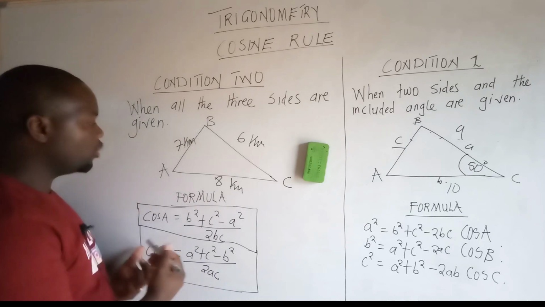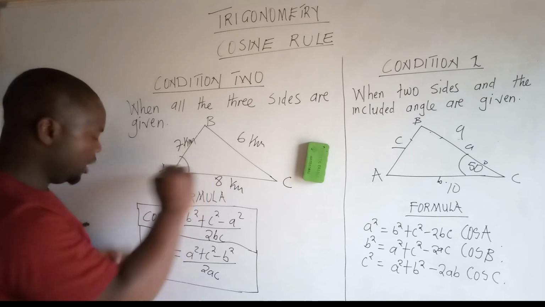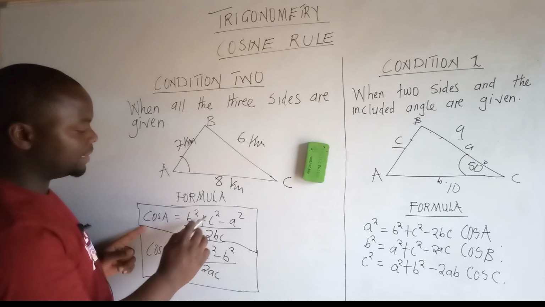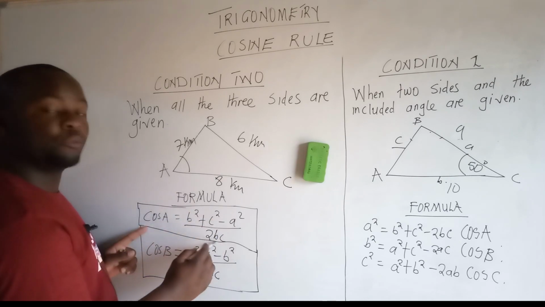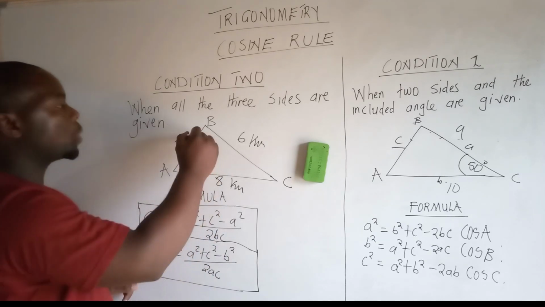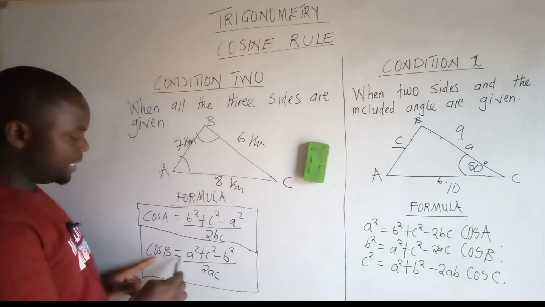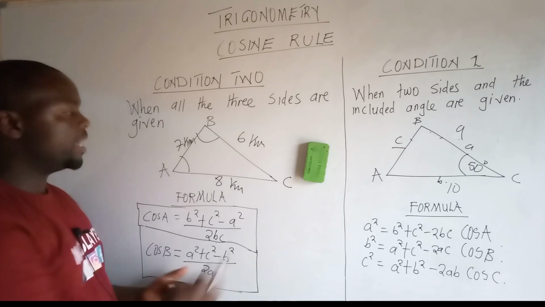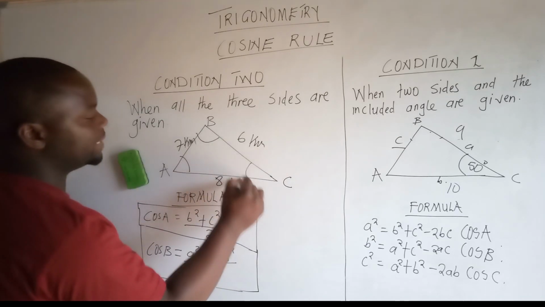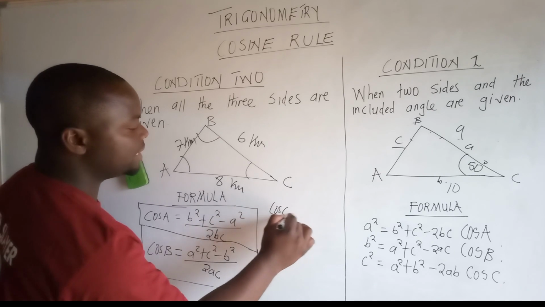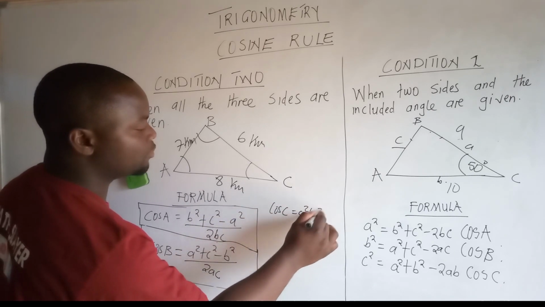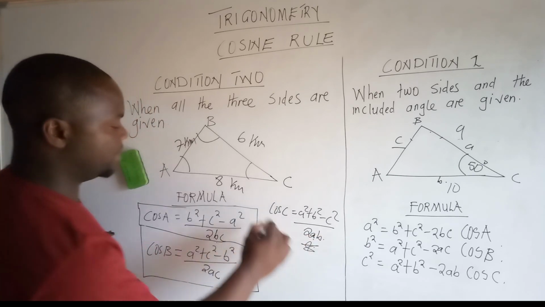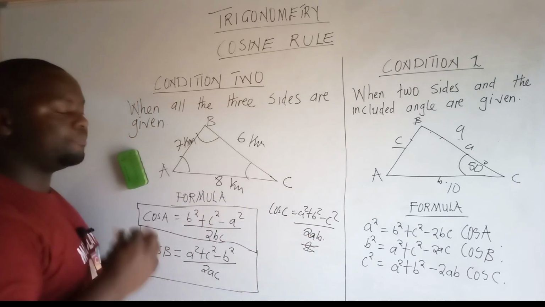If the question says calculate angle A, this is the formula you are supposed to use: cos A is equal to b squared plus c squared minus a squared over 2bc. If it is cos B, we use the formula cos B is equal to a squared plus c squared minus b squared over 2ac. If it is cos C, we say cos C is equal to a squared plus b squared minus c squared over 2ab, like that.